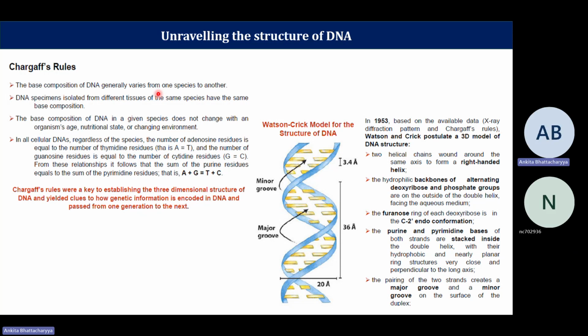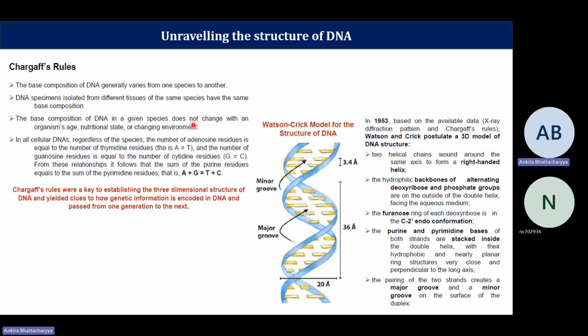Second, DNA specimens from different tissues of the same species have the same base composition. The composition does not change with an organism's age, state, or environment. And of course, A plus G equals T plus C. That is something we have already understood. And they were necessary to establish the 3D structure of DNA and necessary to pass information from one generation to the next. Then came the Watson-Crick model, or the structure of DNA.